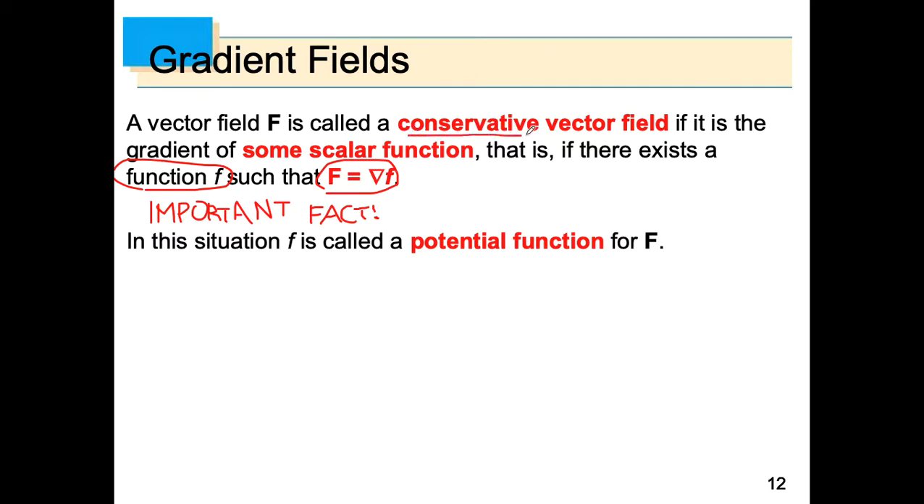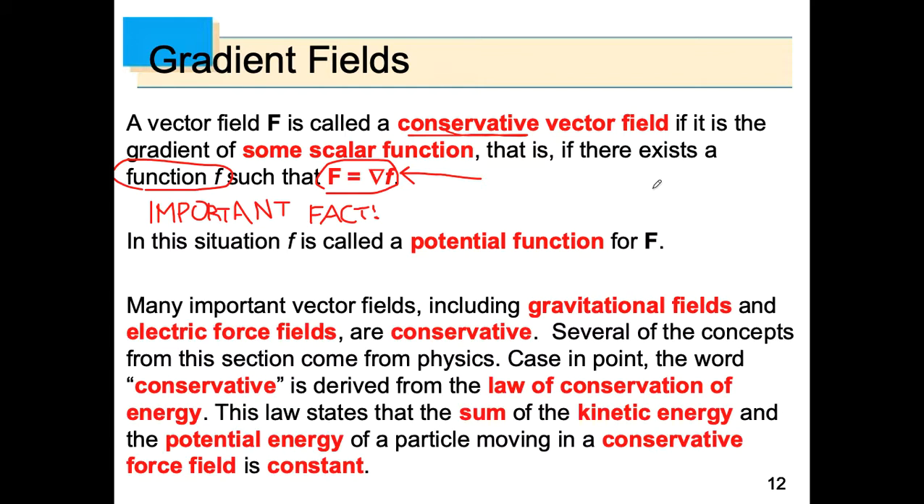Again, it is going to be conservative if we can find some sort of function, a potential function, where this is true. But more on that later. Now, there are many important vector fields, including gravitational fields and electric force fields. Those are conservative. Several of the concepts from this section actually come from physics.